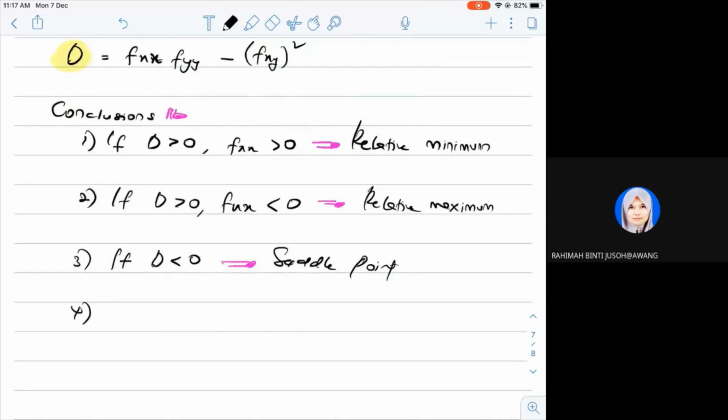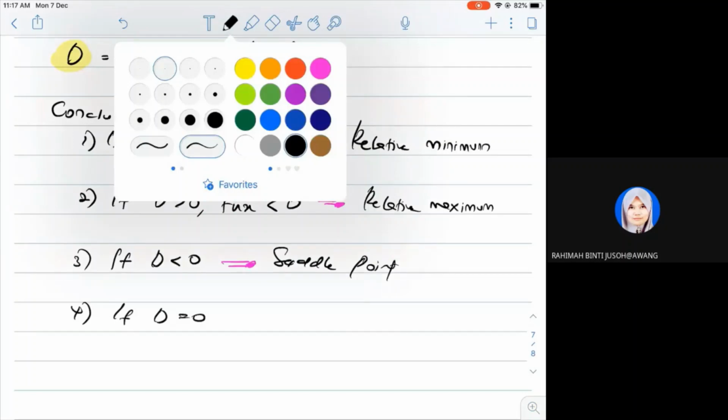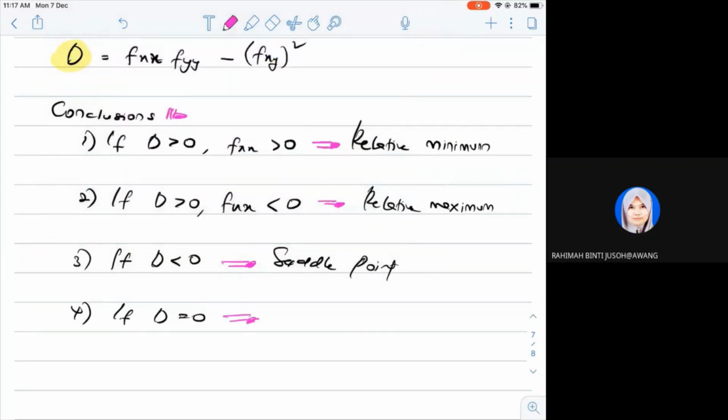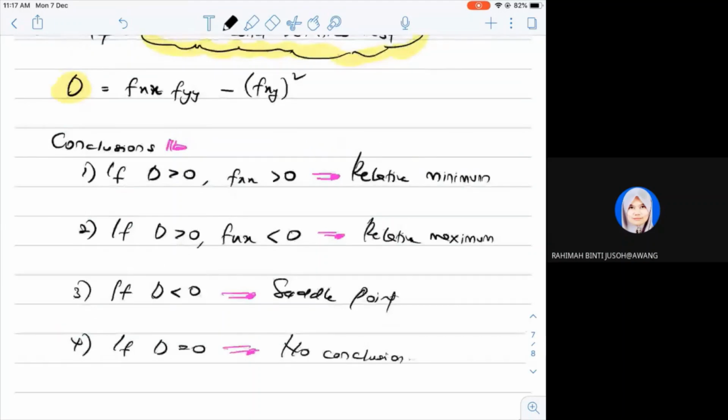Okay, and then number 4. When you calculate and you get D equal to 0, this is actually no conclusion. And if you ask me, in the final exam, do they give these conclusions? No, you have to memorize this. You can memorize it.